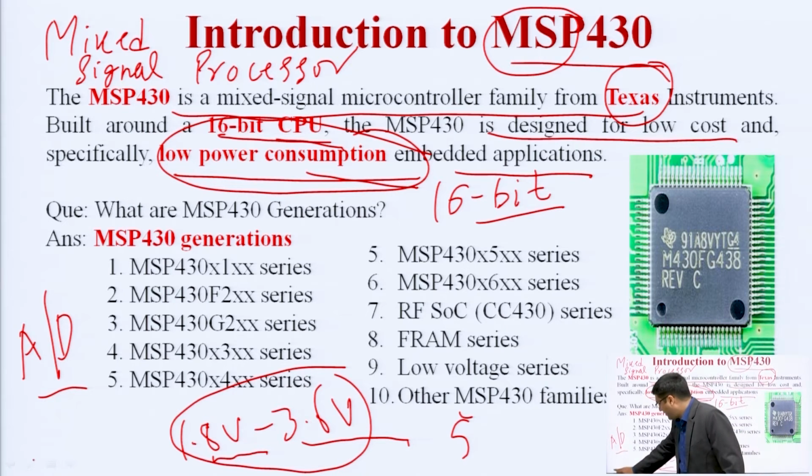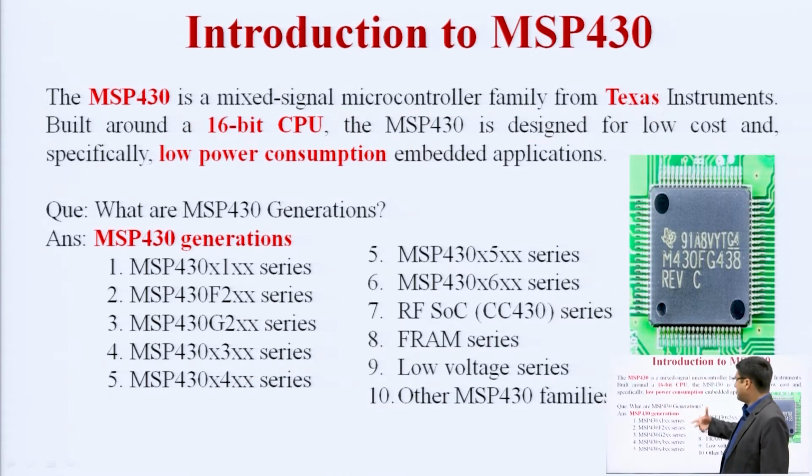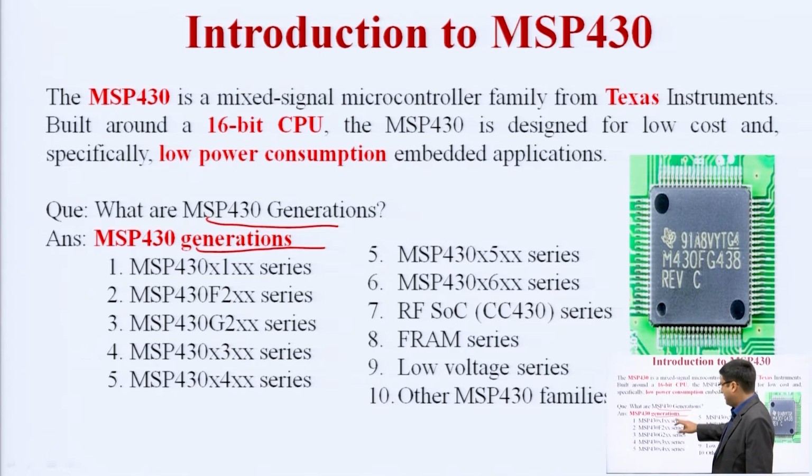So the question arises, what are the various MSP430 generations? If you are looking at any particular microcontroller, there are many members available in a family. The same happens with MSP430. In the MSP430 family, there are many versions available. The first one is the MSP430 1XX series. X may be F, meaning flash memory, or G, meaning the value line.